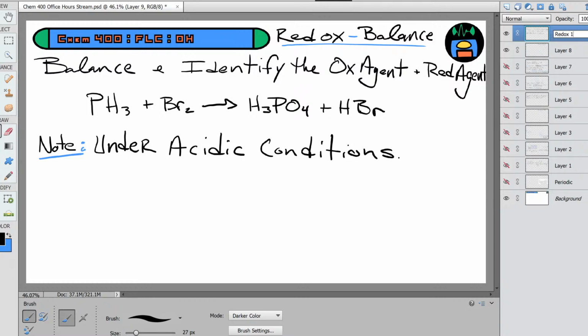All right, so I'm going to call this one Redox 1. I'm going to give you a chance to take a stab at it. Give me a shout out whenever you'd like me to start working this problem.